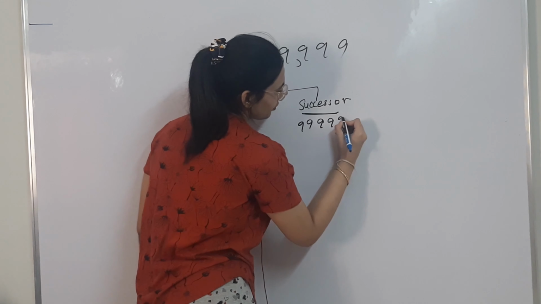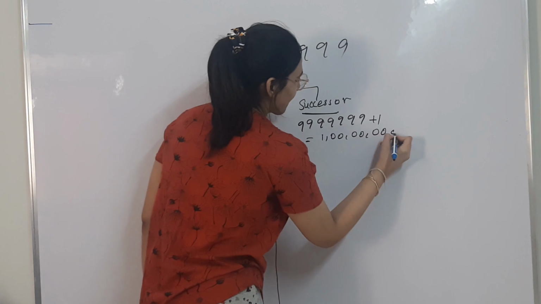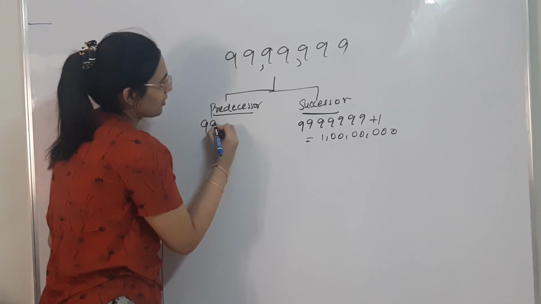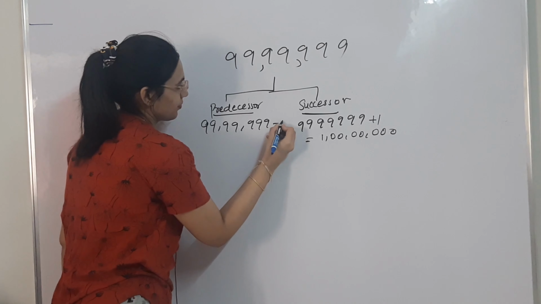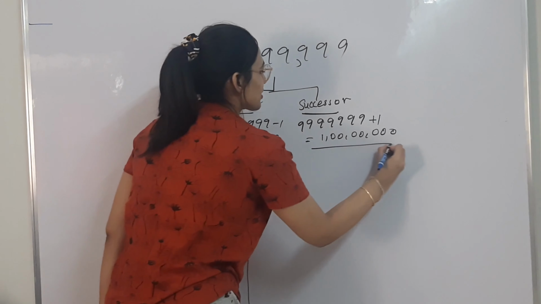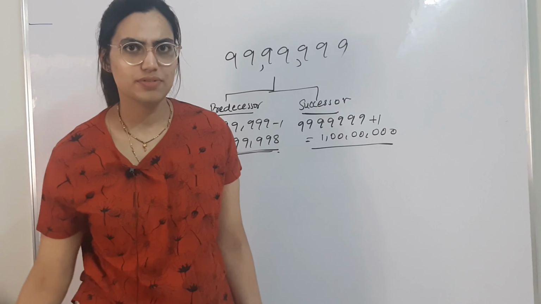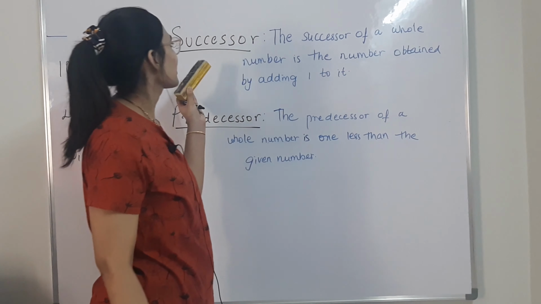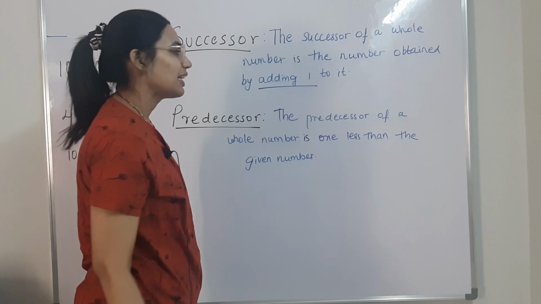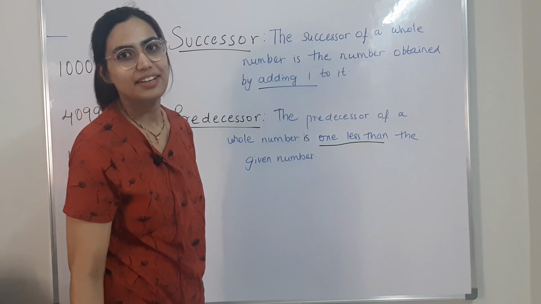Right? For the 7-digit largest number, we get the smallest 8-digit number. Now what is the predecessor? We need to do subtraction. We will get 99,99,998. This is the successor and this is the predecessor. In this way, we can find the successor and predecessor for any number. As you can see on the board, the successor of a whole number is the number obtained by adding 1 to it, and the predecessor of a whole number is 1 less than the given number.